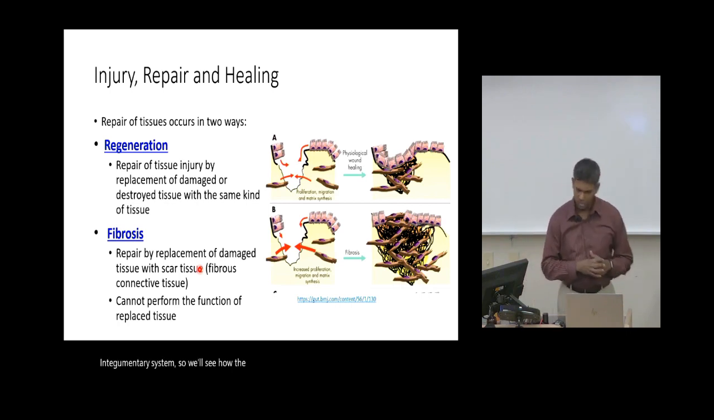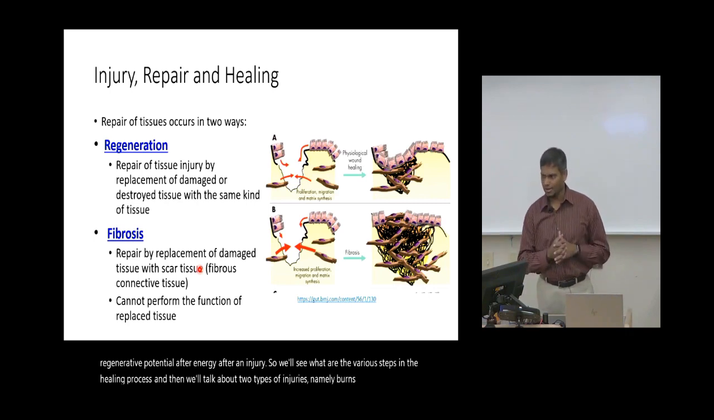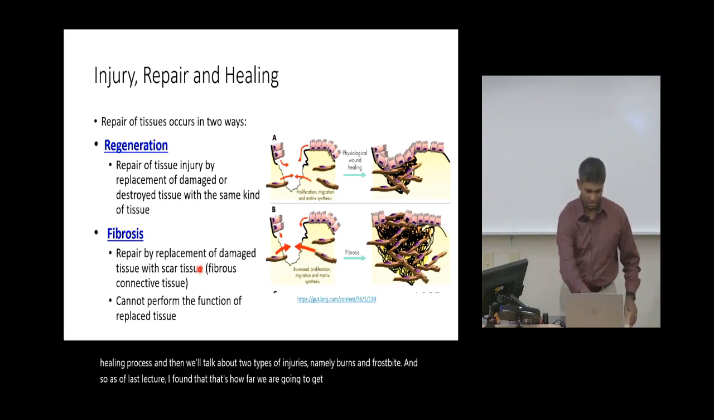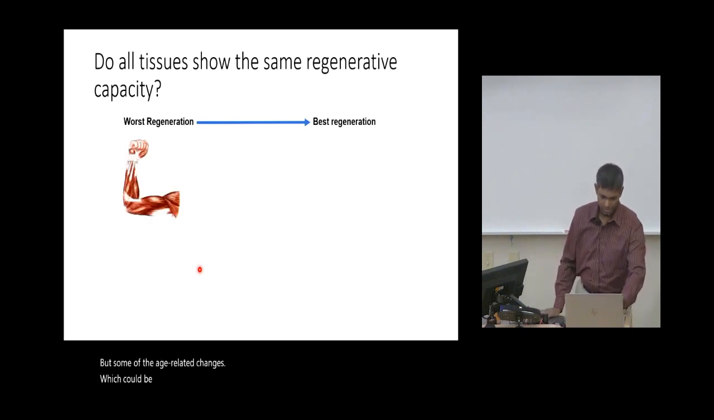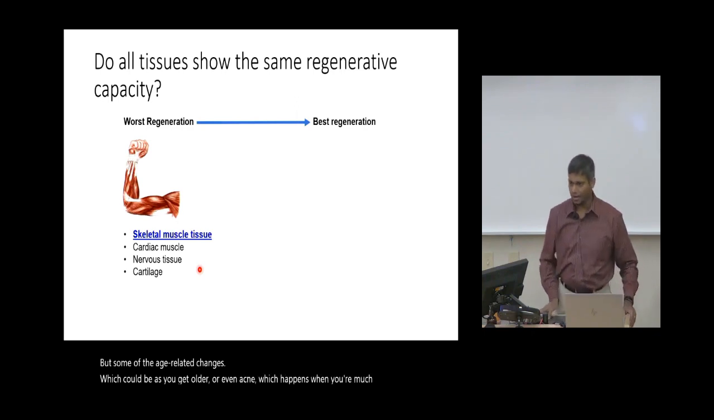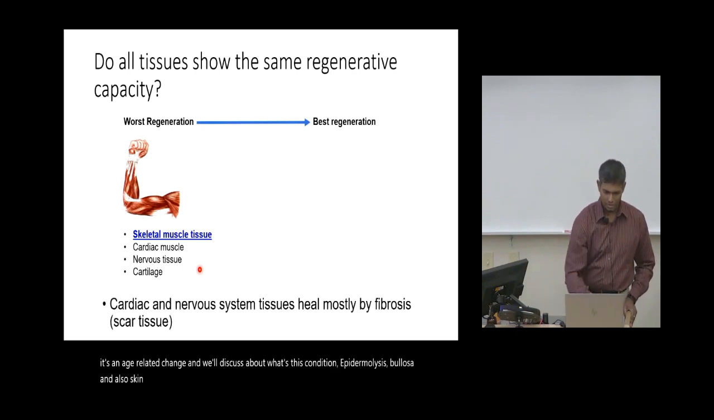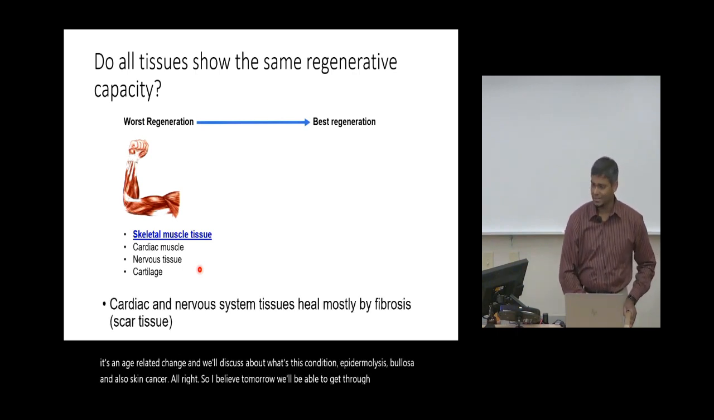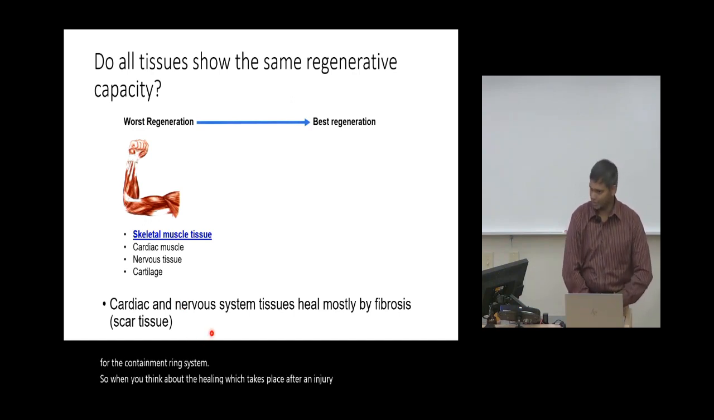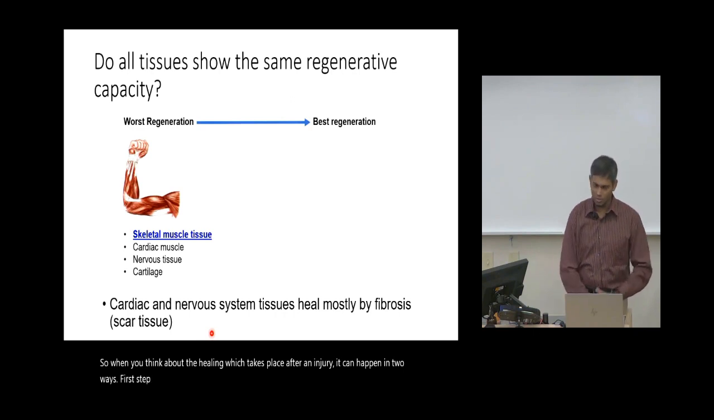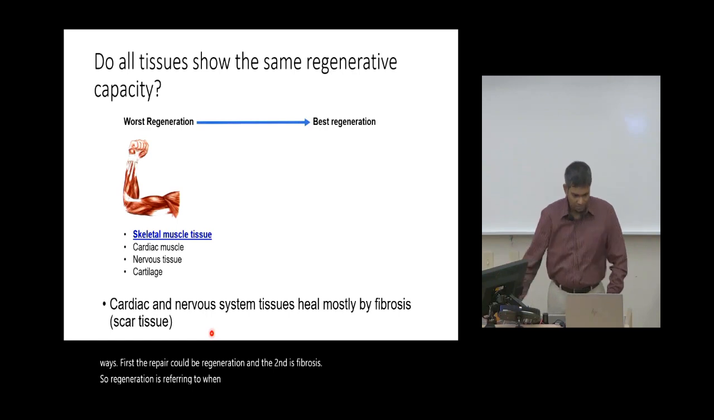So now let's look at a few examples of how tissues are characterized based on their worst to their best regenerative potential. In terms of the worst regeneration, we see that the skeletal and cardiac muscle are in this category, and even the nervous tissue will also fall in this category because it's going to be replaced by scar tissue. Now the reason why it's replaced by scar tissue is beyond the scope of our discussion, but if any of you are curious and interested, I'm happy to discuss that with you.